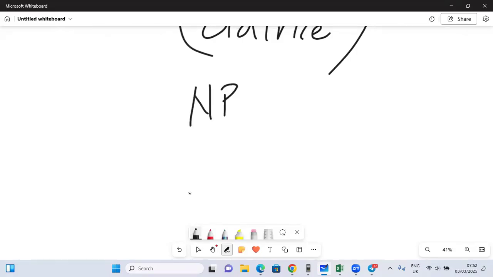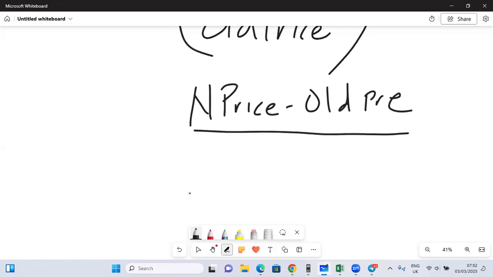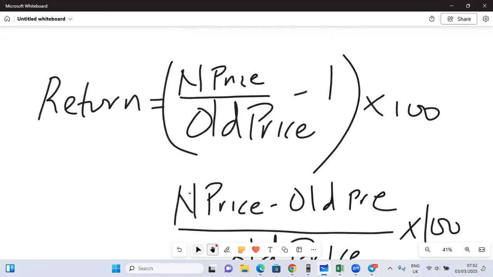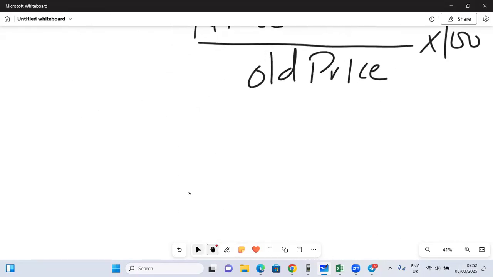New price minus old price all over old price, times 100 if you want it in percentage. If you want it in decimal, just leave it at new price minus old price all over old price. So this is the formula we are going to use.